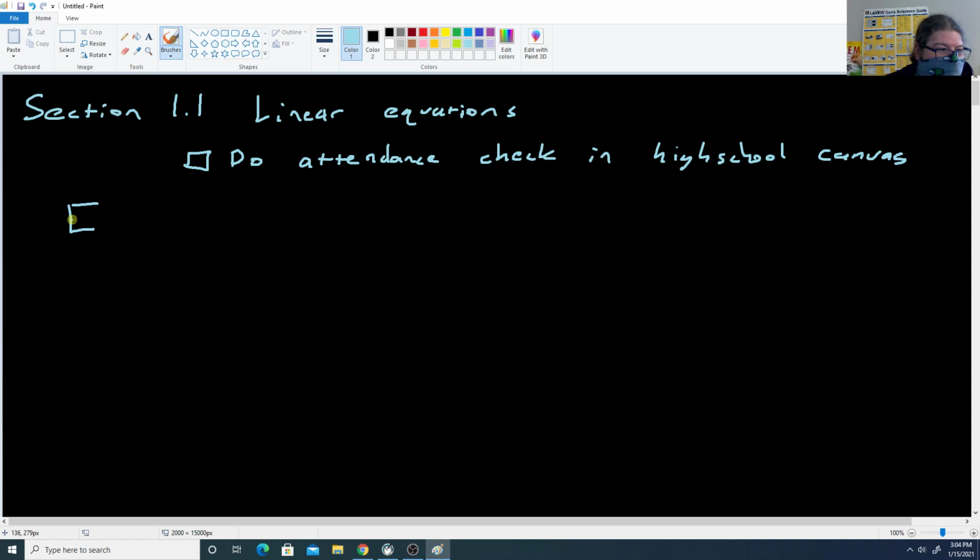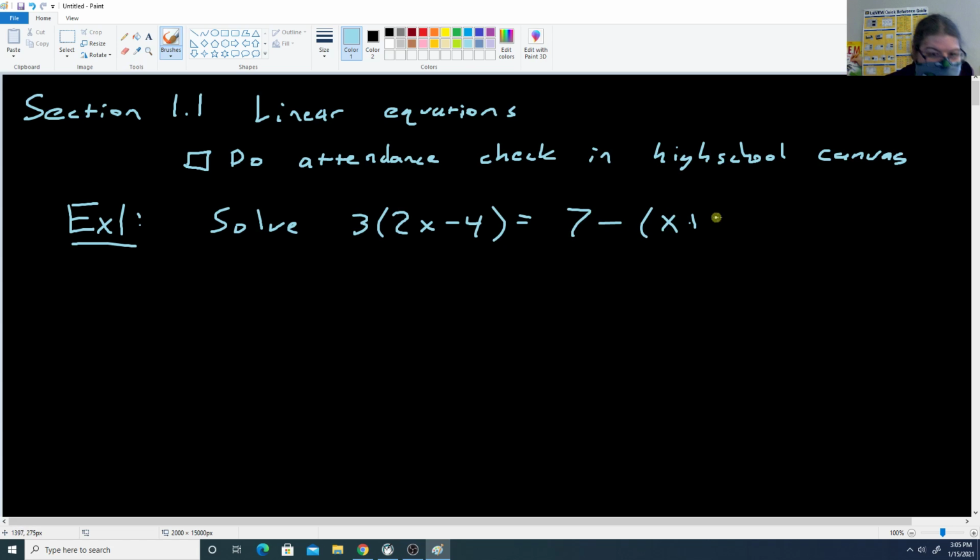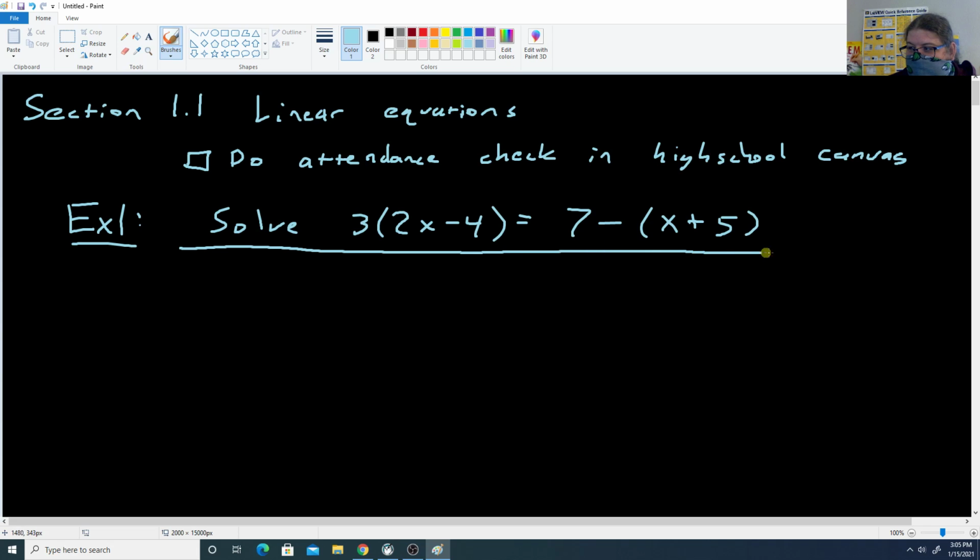All right, so example one, we're just going to cover a couple examples from the book. Example one wants us to solve 3 times (2x minus 4) equals 7 minus (x plus 5). So this is what we're trying to solve. What we're going to do is distribute the 3 first to get rid of this parenthesis. So 3 times 2x is 6x. 3 times negative 4 is minus 12.